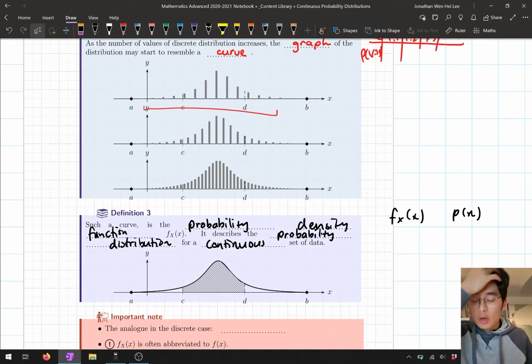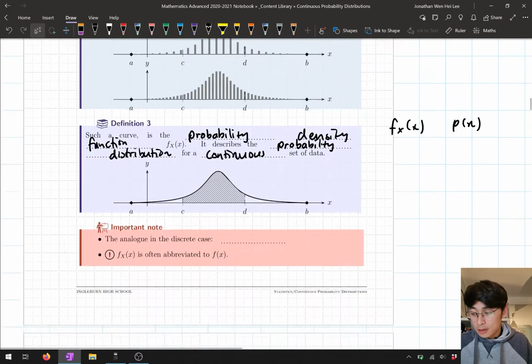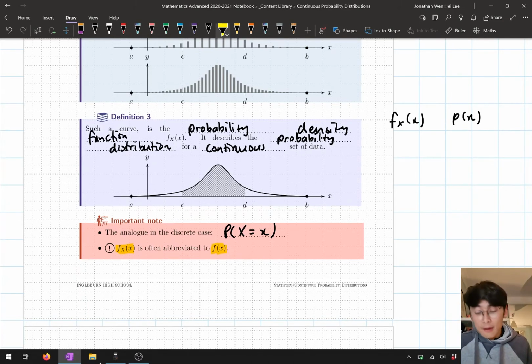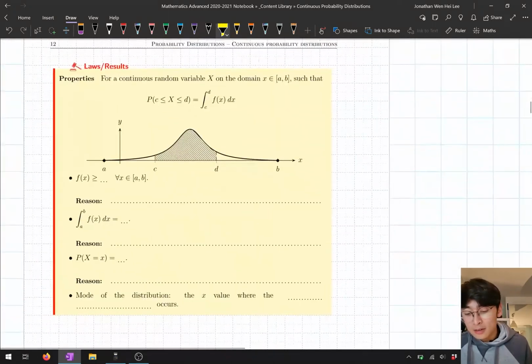So when we are looking at a continuous set of data, the probability density function is the thing that describes the probability of our particular variable. The analogy in the discrete case is P of big X is equal to x. The important note is that often, instead of writing f of big X of x, we just abbreviate to f of x. Okay. So over the page, we're going to talk about a few properties of this probability density function.